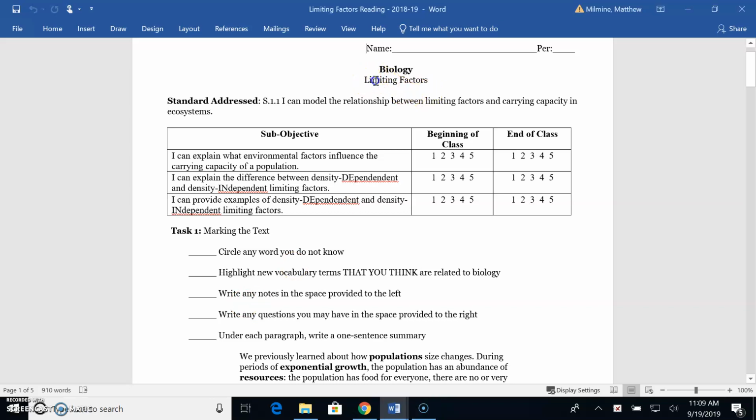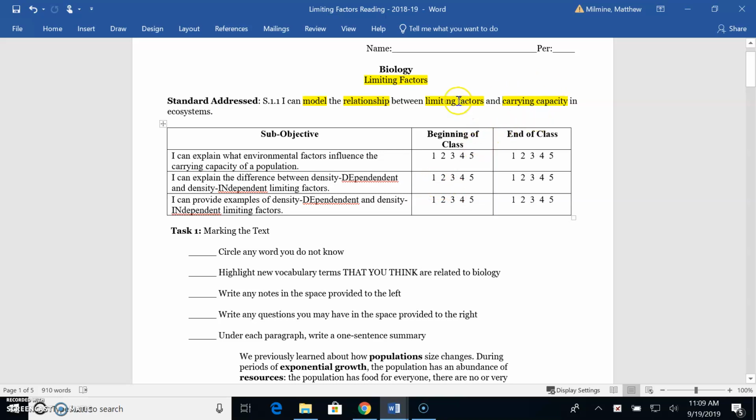Today our topic is going to be limiting factors. Our standard is going to be to model the relationship between limiting factors and carrying capacity. So it looks like we're going to be trying to tie together both these limiting factors and carrying capacity, which we spoke of when we were talking about population growth.